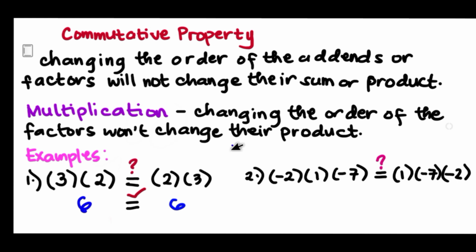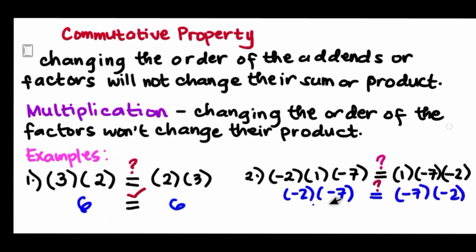Let's have example number 2. Negative 2 times 1 times negative 7. Is it equal to 1 times negative 7 times negative 2? Negative 2 times 1 ay negative 2. And then, baba lang natin si negative 7. Ito naman tayo sa kabila. 1 times negative 7, syempre, magiging negative kasi magkaiba sila ng sign. And then, copy lang natin si negative 2.